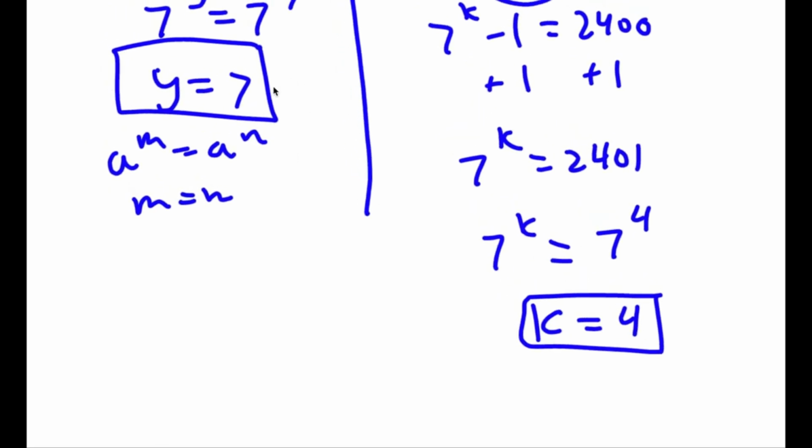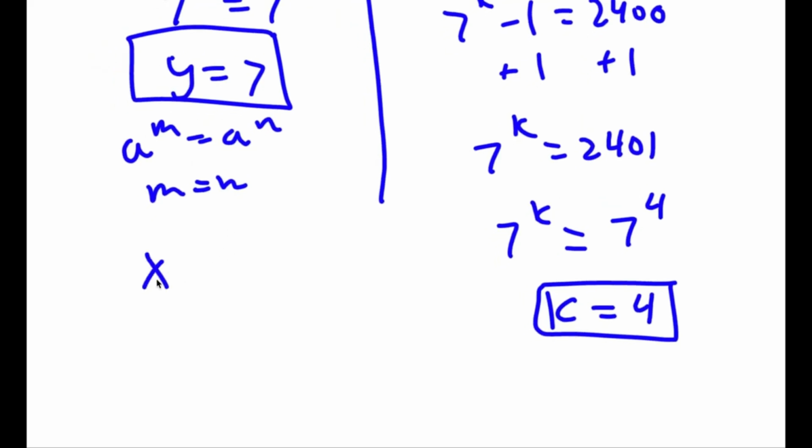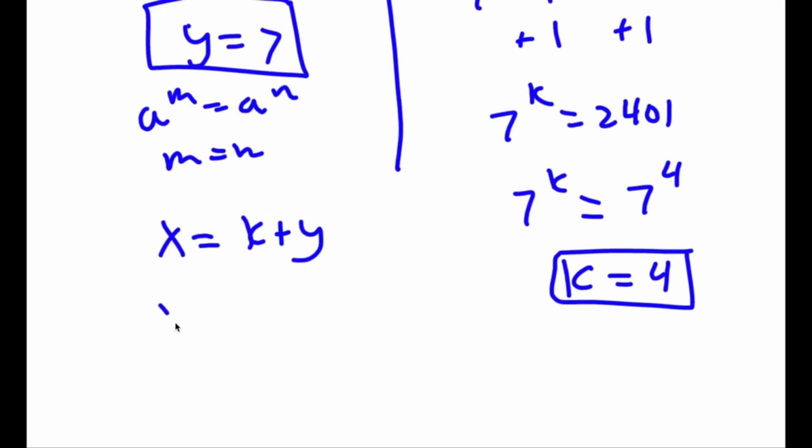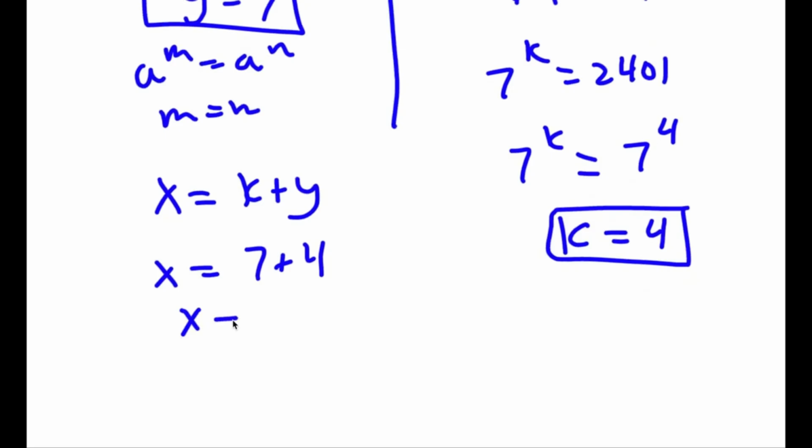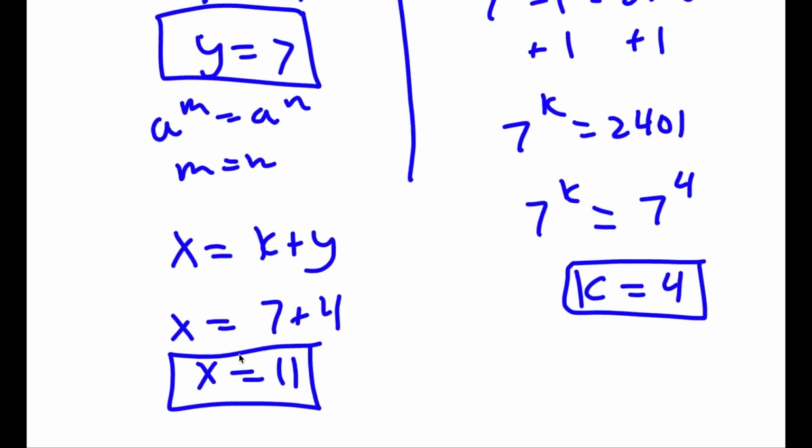So now we have both our values of k and y. And remember how x is equal to k plus y. So we know that y is 7 and k is 4, meaning x is equal to 11. So y is 7 and x is 11.